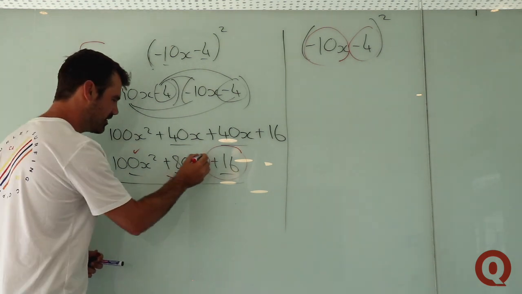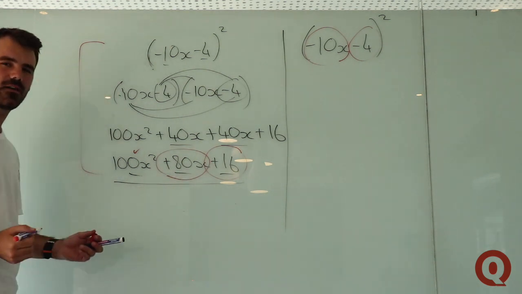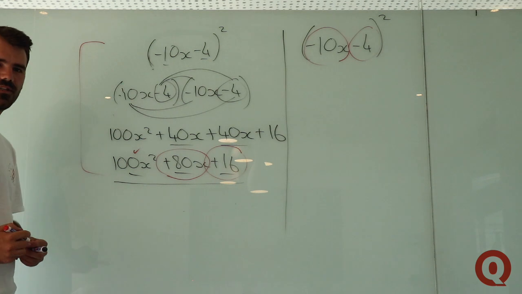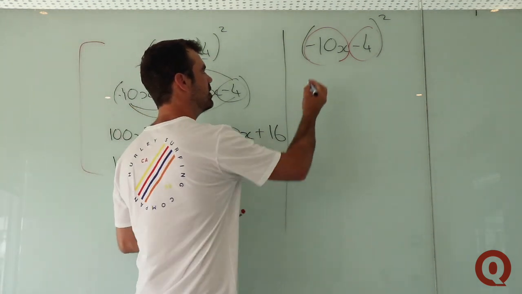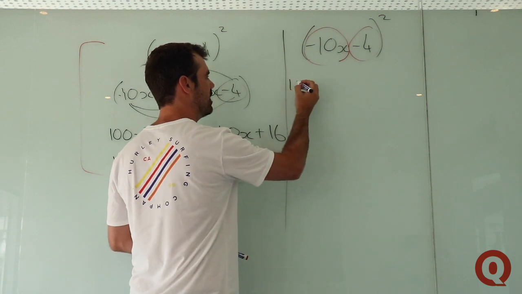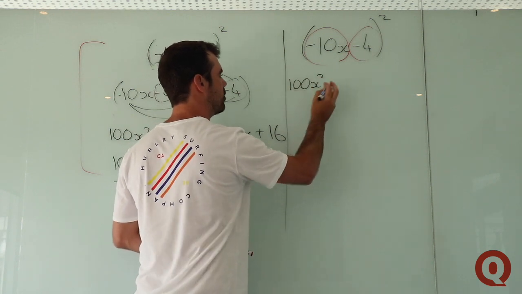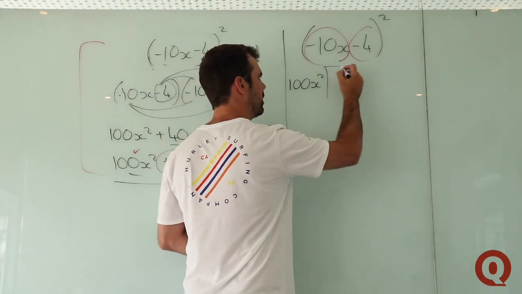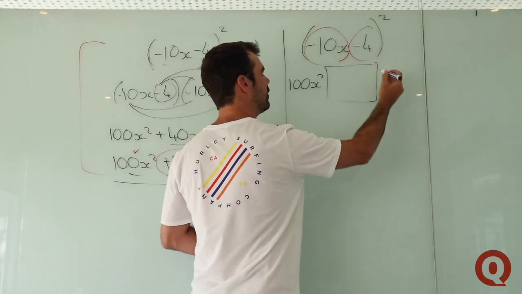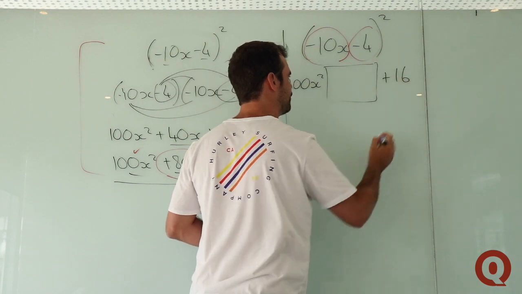But this over here is where we get confused. How do we find that positive 80x? Well, I'm going to teach you a shortcut. What I want you to do is square the first. So that gives us 100x squared. Then I want you to square the last and leave some space in the middle for our middle term. So negative 4 squared gives me a positive 16.